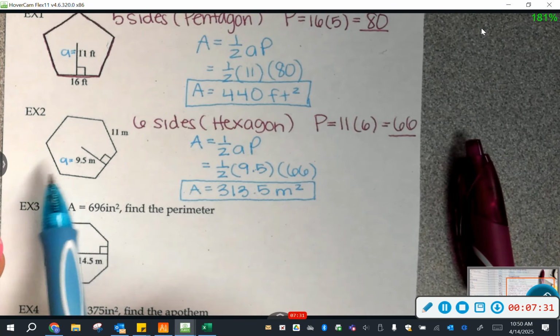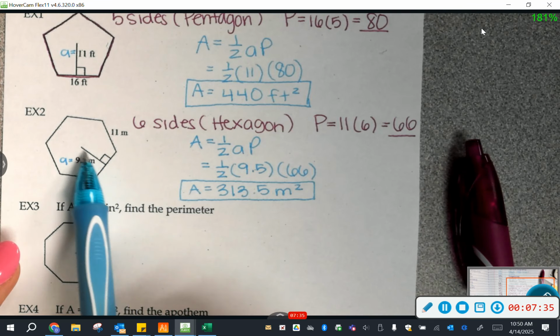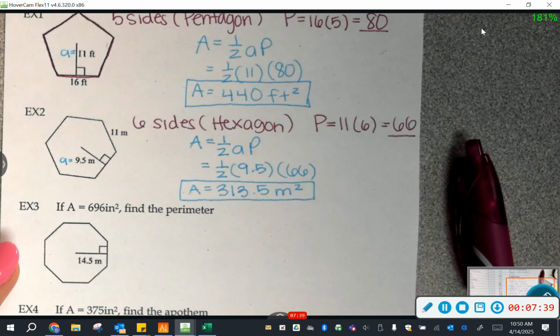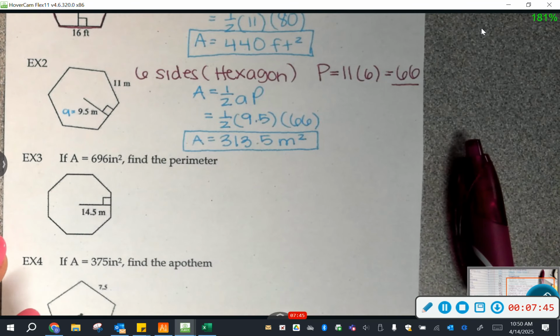Yeah, like K level, what they do is they do not give them the apothem, and they give you a side, and in K level, they make you do SOHCAHTOA to figure out the apothem. Or they make you do 30, 60, 90, or 45, 90 rules. Yep. All right, next one.